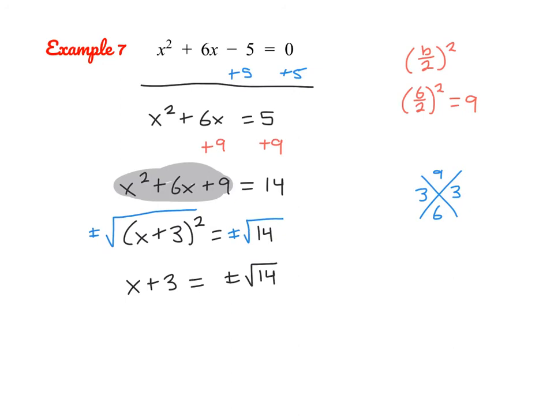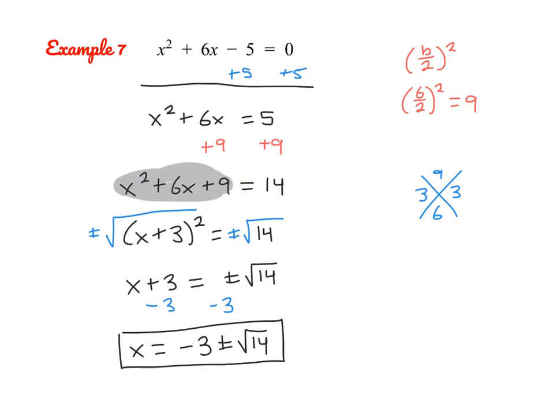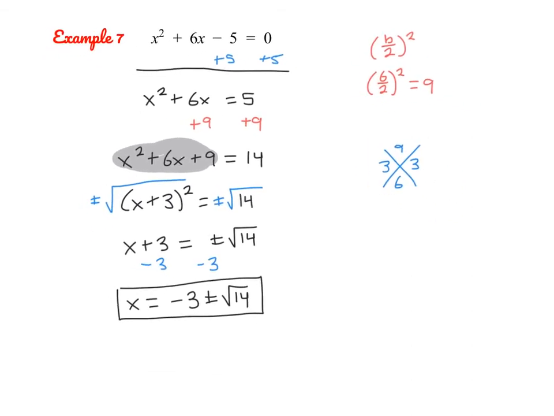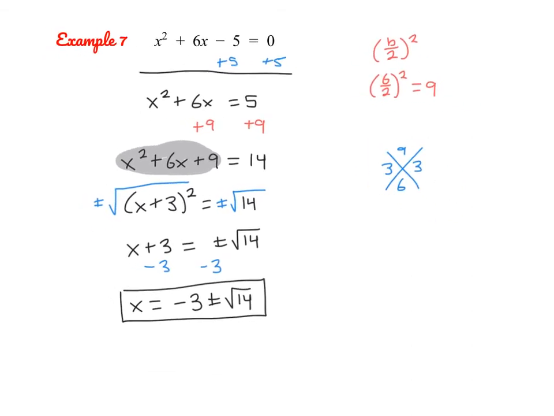And now we just need to finish solving for x. So we're going to subtract 3 from each side. Here, this is a radical. This is a non-radical. It's not a square root. So you actually cannot combine them. We're going to leave them as two separate terms, just in the order you see it: negative 3 plus or minus square root of 14. And these are our answers. It's kind of an ugly answer, but that is the solution to this equation.